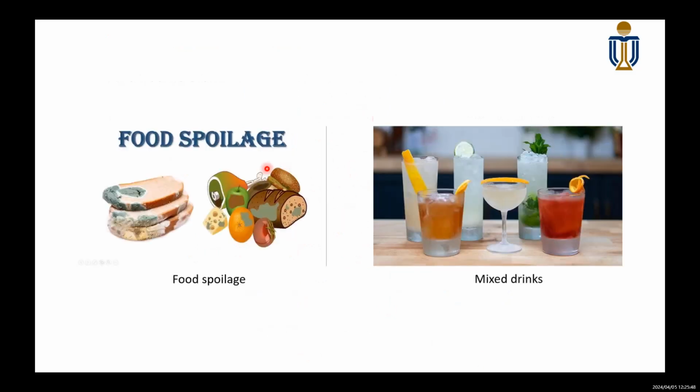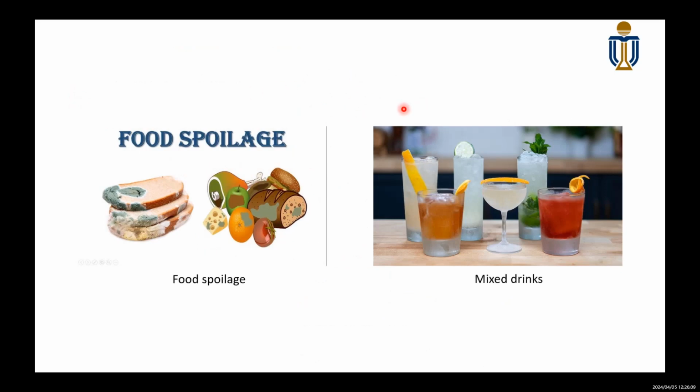Another example is food spoilage. When you leave food out at room temperature, it will eventually spoil due to bacterial growth and chemical reactions. This is an example of the second law of thermodynamics, as the food is becoming more disordered and its energy is being dispersed to the surrounding environment.